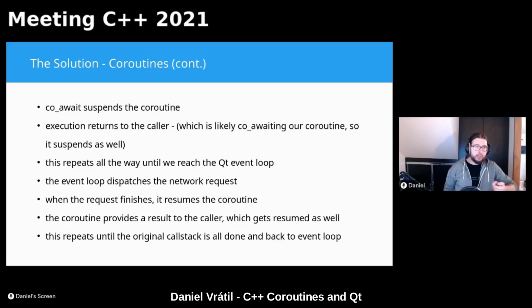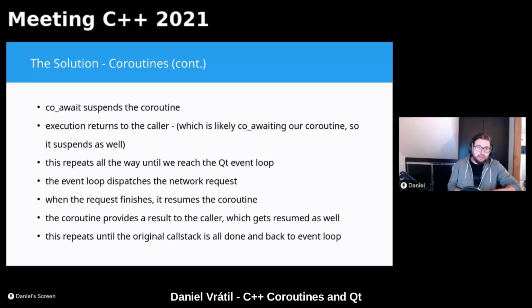This is basically what I described. So when co_await suspends the coroutine, the execution returns to the caller. If the caller wants the result of the callee, and the caller knows it's a coroutine, it will probably co_await on that callee. So it will get suspended as well. And you probably have this chain of coroutines up to the point where you reach a sort of top level where your coroutine was invoked by the queued event loop.